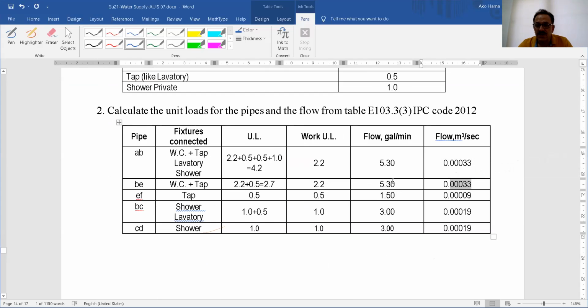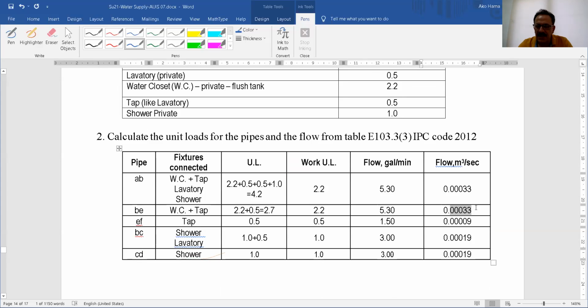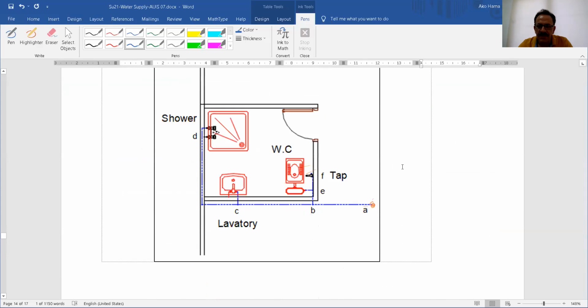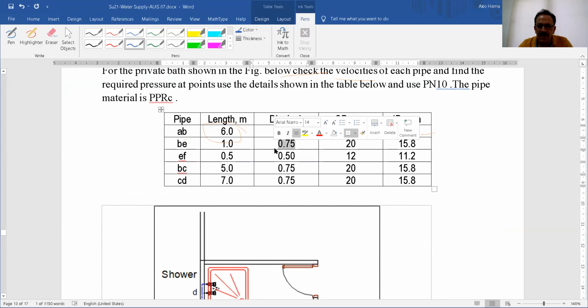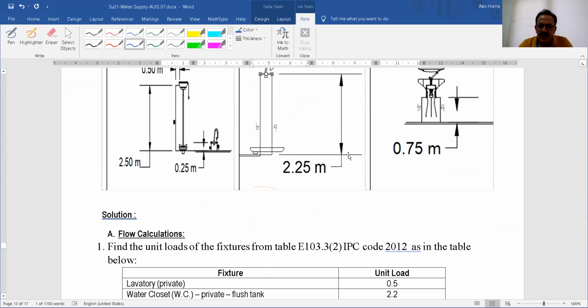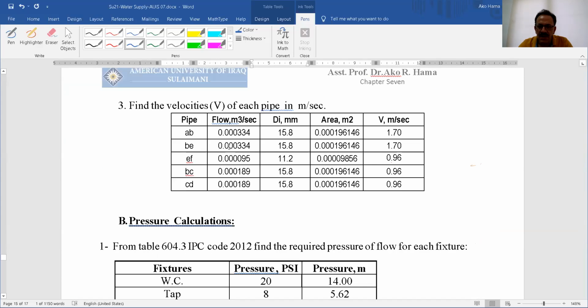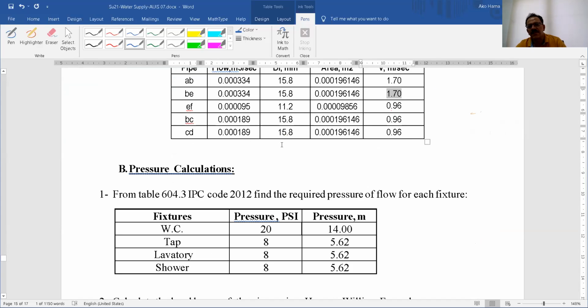So for this one also, you have to use the same flow here, and we have the diameter for BE. Here's BE. The diameter is 0.75, like we have it in this one. So for this one, I will find the velocity. The flow will be the same, and the diameter will be the same, and the area will be here, and then I can find the velocity in this one. And the others are the same as in the table.